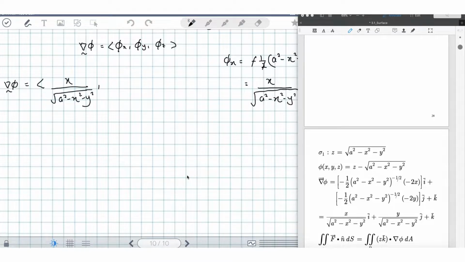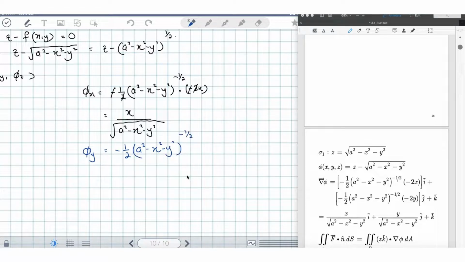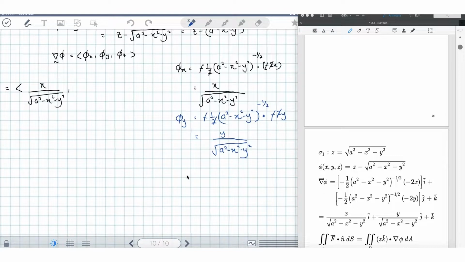Now we want to see phi y. So z is 0, negative 1 over 2 times (a squared minus x squared minus y squared) to the power of negative half, multiplied by the derivative of the inner function with respect to y, which is minus 2y. So the negatives cancel, the 2s cancel, so you get y over the square root of a squared minus x squared minus y squared. So that is the second.